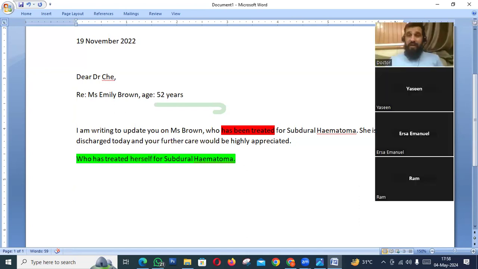Yes, sir. Grammatically, it means that she is treating herself. The patient cannot treat herself in the hospital. Here, the active voice is the doctor who is there. So that doctor has treated her for subdural hematoma, but we don't need to mention that doctor. So you will mention that Miss Brown has been treated for subdural hematoma. So here, has treated is grammatically wrong.